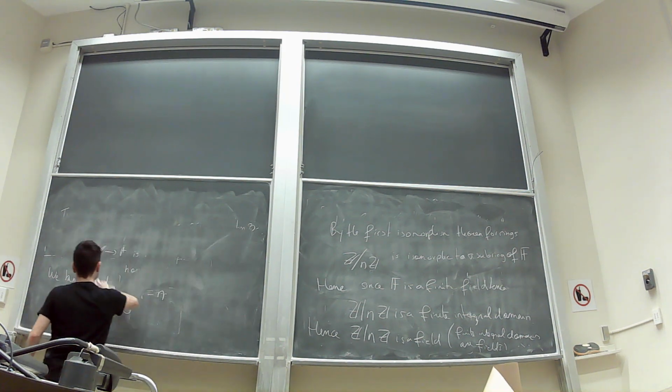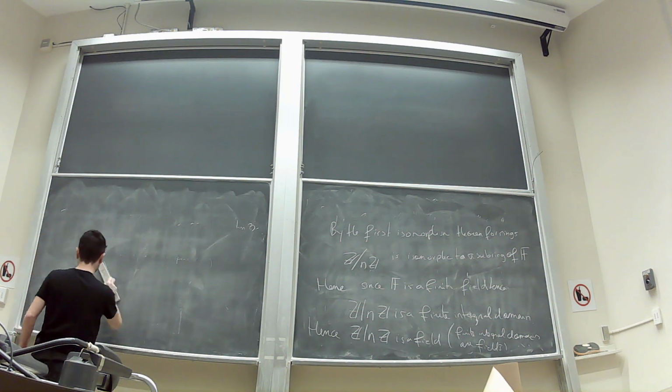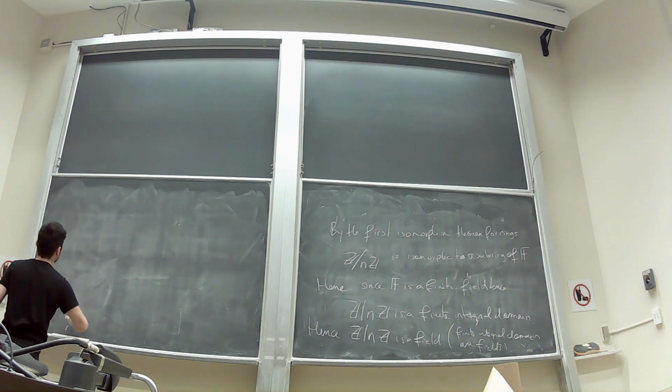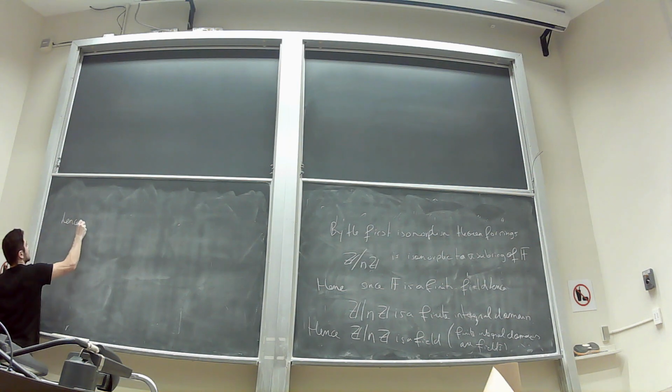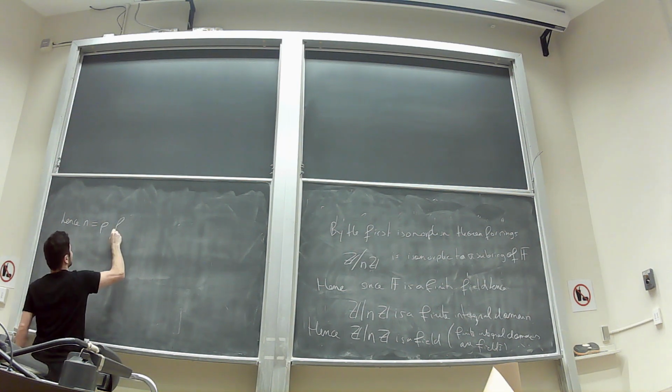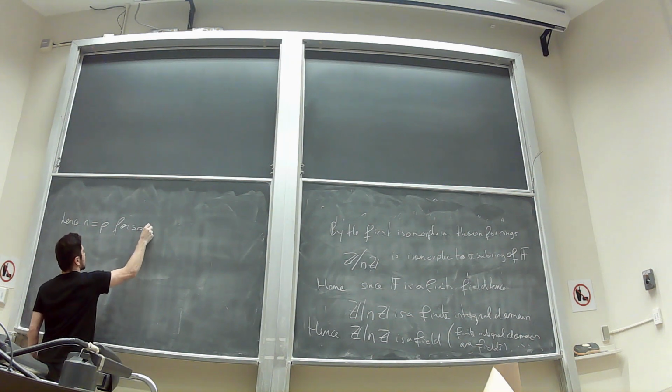Okay, now there's another way to see that. If I have time, I can explain it. Maybe it's more intuitive. Hence, n is equal to p. I mean, hence n is prime, or n is equal to p for some prime p. We write p for psychological reasons.